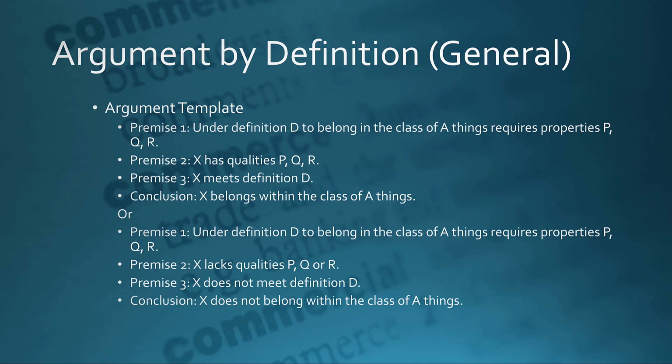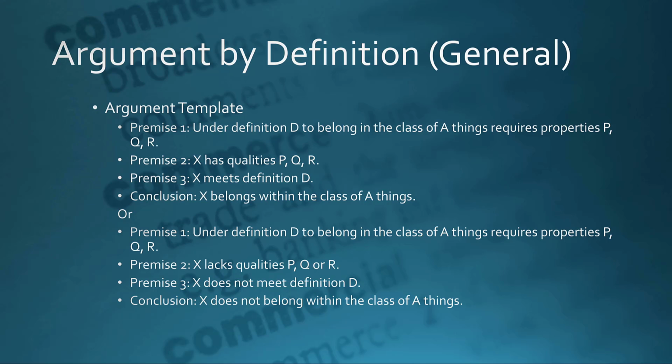And so the definition D would be the definition, whatever it is that you give. And obviously D is just a variable for whatever definition. And the class of A things, A would also be a variable for whatever things you're talking about, say people, art, whatever. And then P, Q, and R are variables as well, with the qualities that you're requiring to meet that definition.